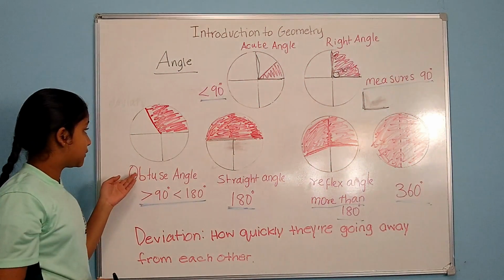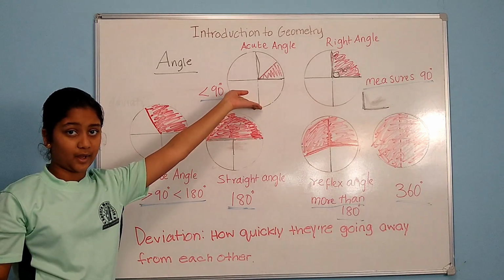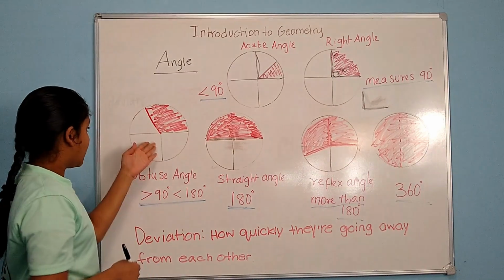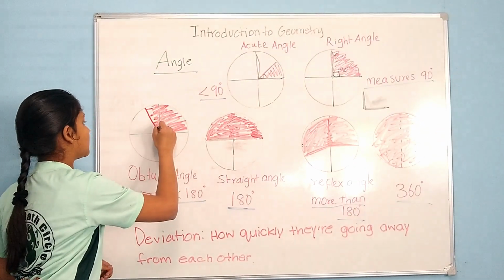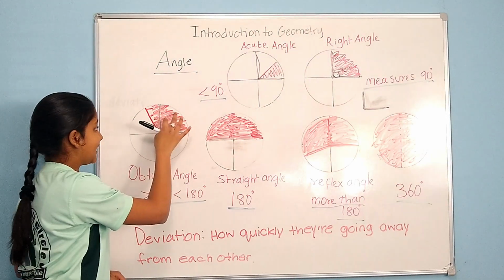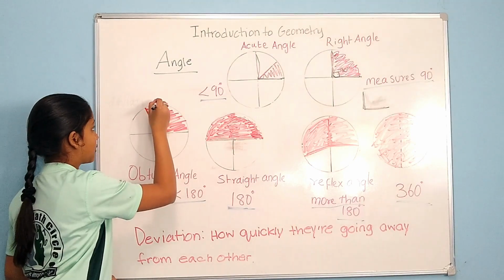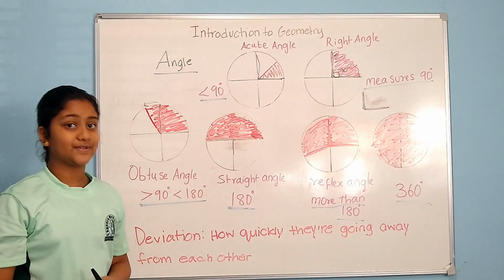Now let's move on to an obtuse angle. An obtuse angle is basically the opposite of an acute angle. An obtuse angle is when the angle is more than 90 degrees. And if you see this over here is actually 90 degrees. And if you can see, this is more than that. It's increasing 90 degrees, which is why it's known as an obtuse angle.